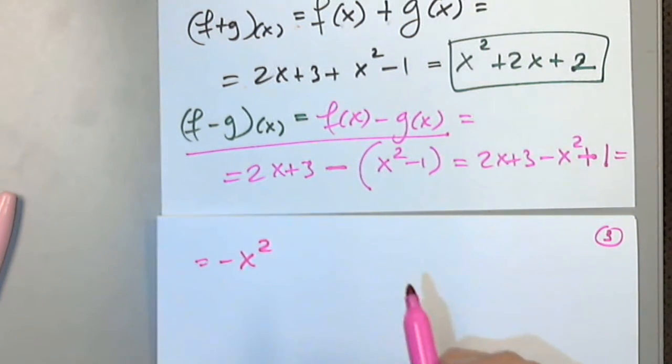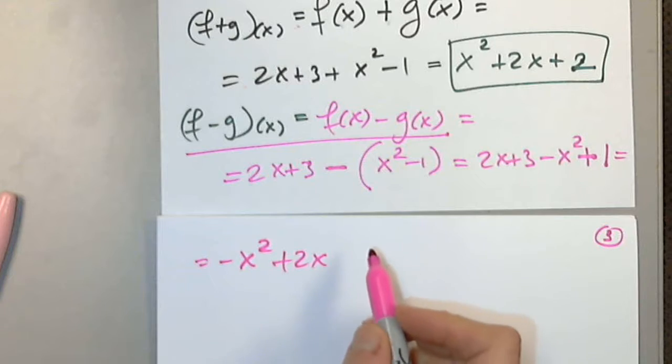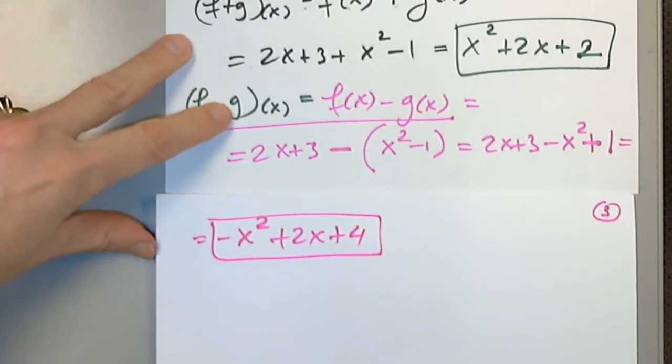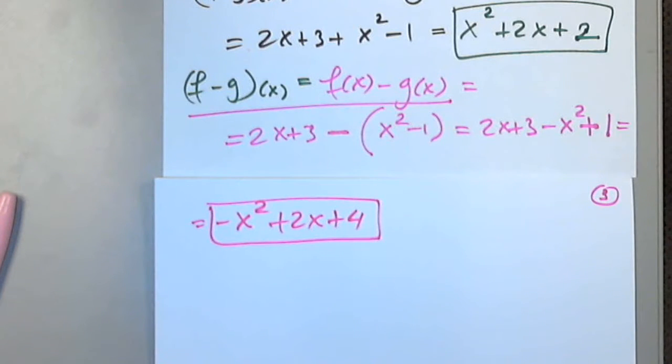Negative x squared plus 2x. Very good. What is this function? Yes, it's quadratic, but what does it mean? In other words, how did we determine it? The difference. Very good. That's the difference of f and g.